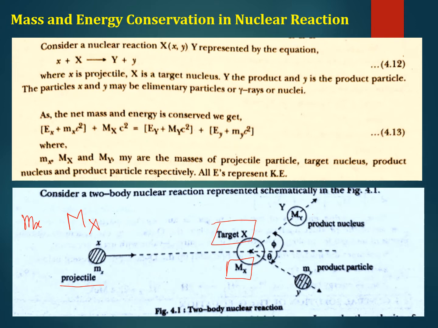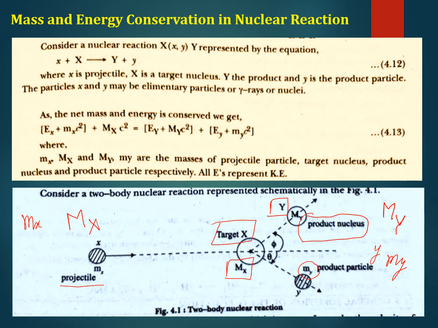When the projectile is bombarded on the target, it reacts and forms a product nucleus. This is capital Y, and its mass is capital My. In addition to that, some particles are formed, that is the product particle, which is represented by small y, and its mass is small my. The product nucleus mass is capital My and it is represented as capital Y. This is a very important one.